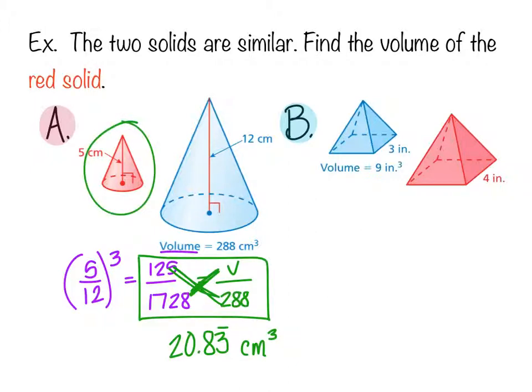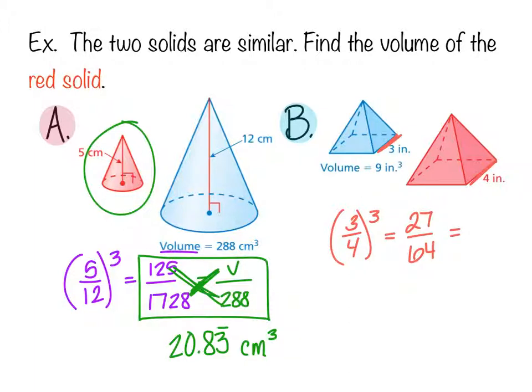And then for example B, my side length ratio, you can see they're giving me 3 and 4. And that's my side length ratio, so I'm going to cube it, and that's going to give me 9 over, I'm sorry, not 9, I'm squaring. Let me back up. That's going to give me 27 over 4 times 4 times 4 is 64, 4 cubed. So I'm going to use that new ratio or proportion.